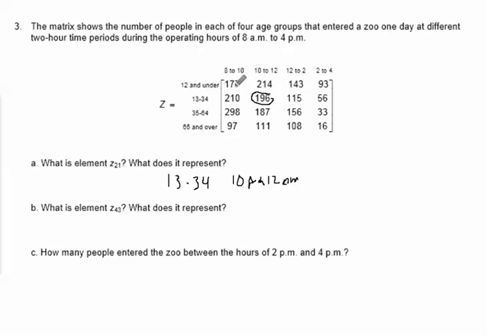Okay? So what is Z43? It's this 33 number here. This is the people that are 35 to 64 that entered from 2 p.m. to 4 p.m. And how many people entered the zoo between 2 and 4 p.m.? All you have to do is total up this column right here. So that'd be 9, 10, 11, 12, and 6 would be 18. Carry your 1, 10, 15, 16, 17, 18, 19, 198. So 198 people entered between 2 and 4 p.m.